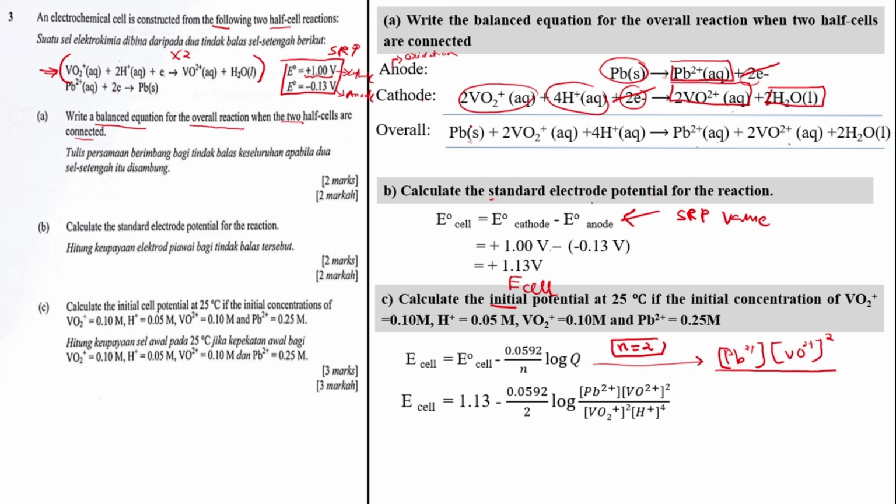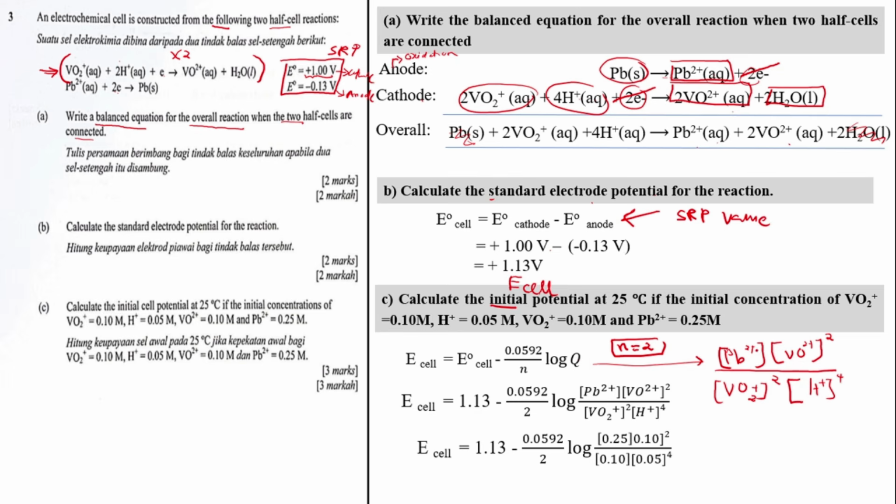So solid we're going to ignore, same to liquid. So we're going to take the aqueous because of the concentration here. So we have VO2 plus, stoichiometry here is 2, so it's going to be to the power of 2, and then H plus to the power of 4. Okay, so it's going to become like this. Okay, double check. And then once we settle that, we're going to plug in the value that is given in the equation.